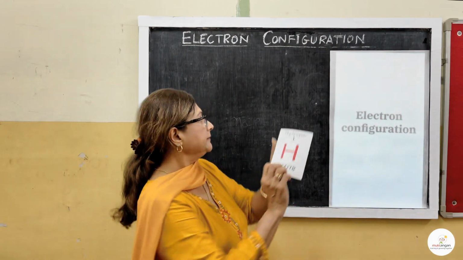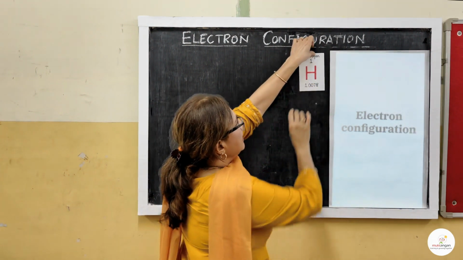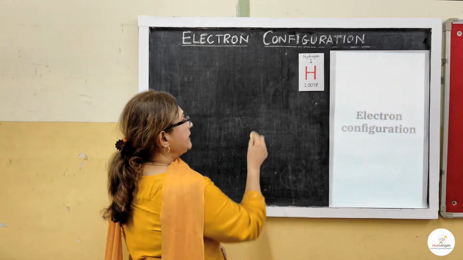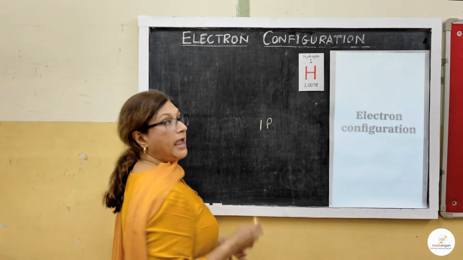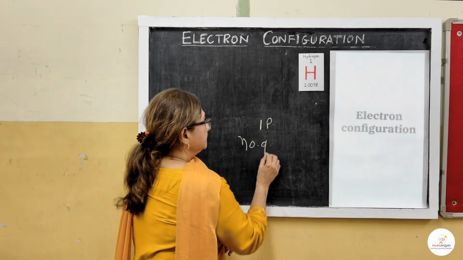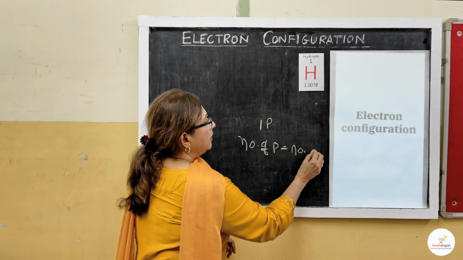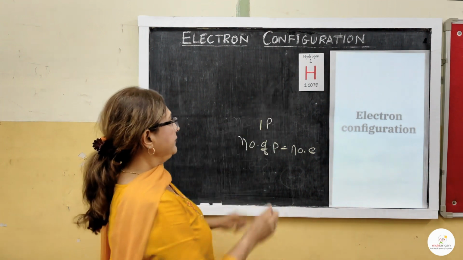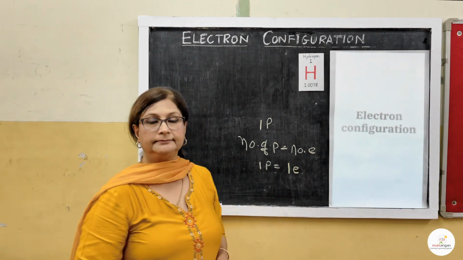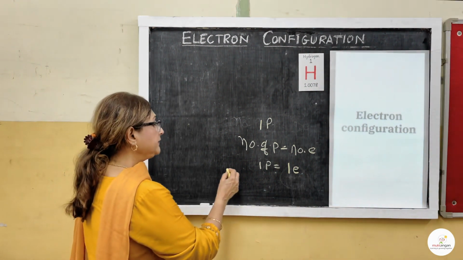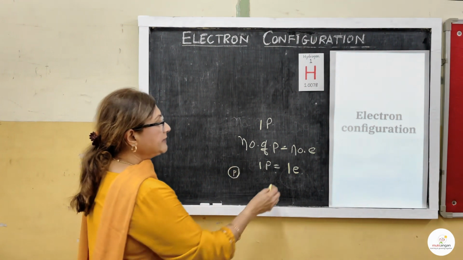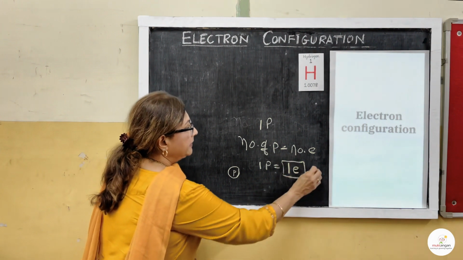This is a hydrogen atom. As you know, the atomic number of hydrogen is 1, which means that it has 1 proton. And you have learned that the number of protons is equal to the number of electrons. So in hydrogen we have 1 proton, so the number of electrons will also be 1. You know that the positively charged protons are located inside the nucleus. So the question is, where is this electron located?